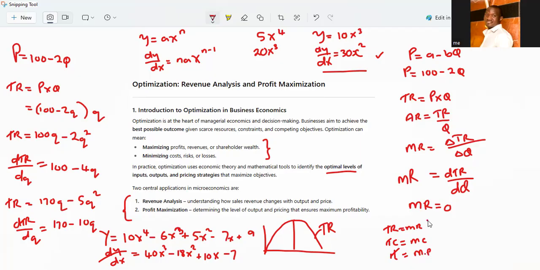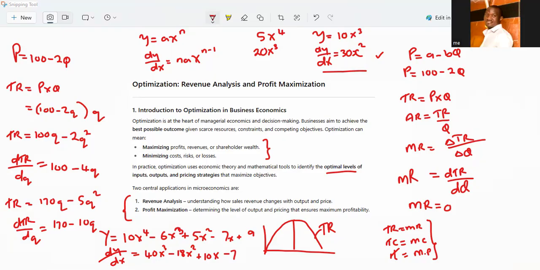So I want us to really learn how to differentiate, because this is the foundation of optimization. This is the foundation of optimization. Any questions so far? Are we following? It's clear from my end.